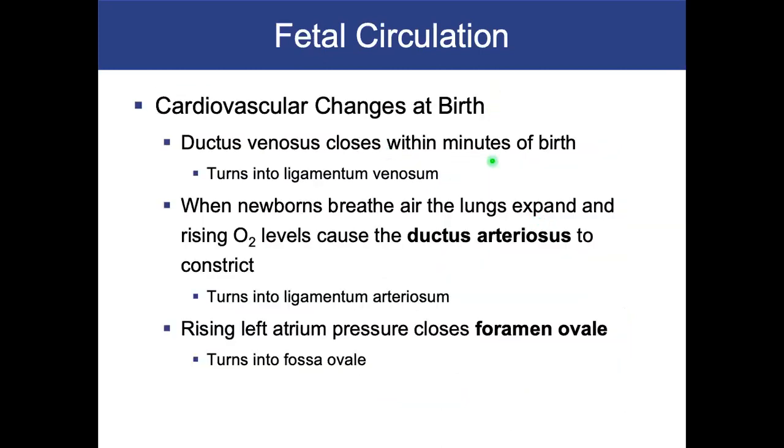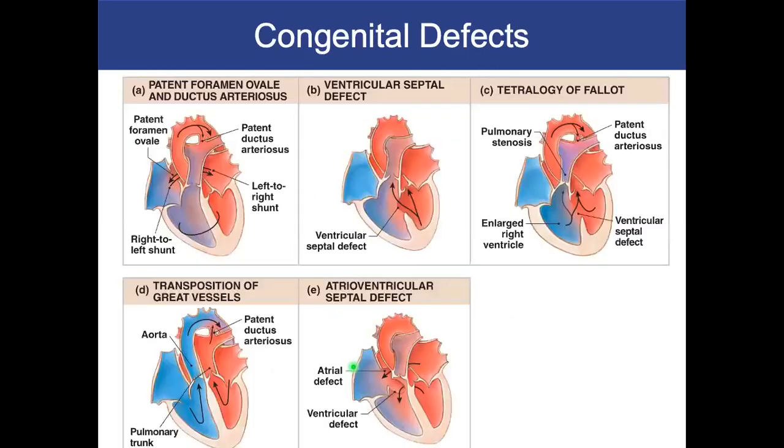Ductus venosus closes within minutes of birth. It turns into ligamentum venosum, so that is to your liver. When the newborn breathes air, lungs expand, rising O2 levels cause the ductus arteriosus to constrict. This is due to the pressure in the lungs. So once it heals and it stays as connective tissue, it's going to be a ligament. Rising left atrium pressure closes the foramen ovale, and it turns into a fossa ovalis.